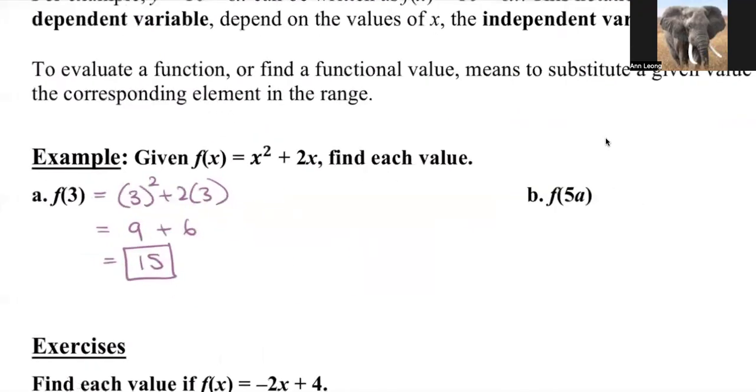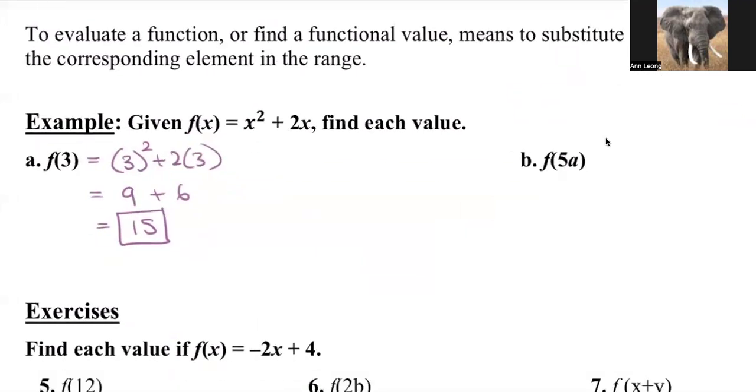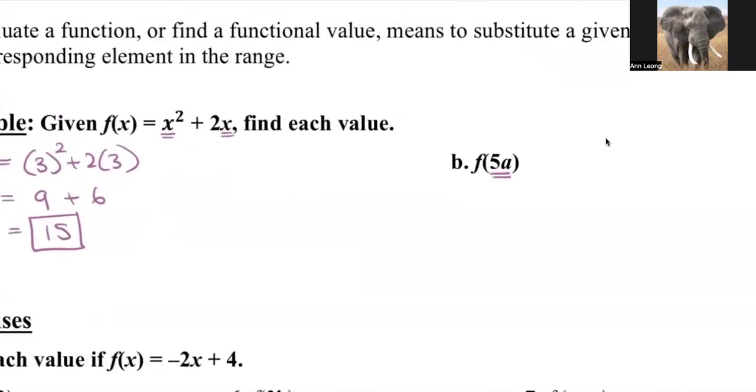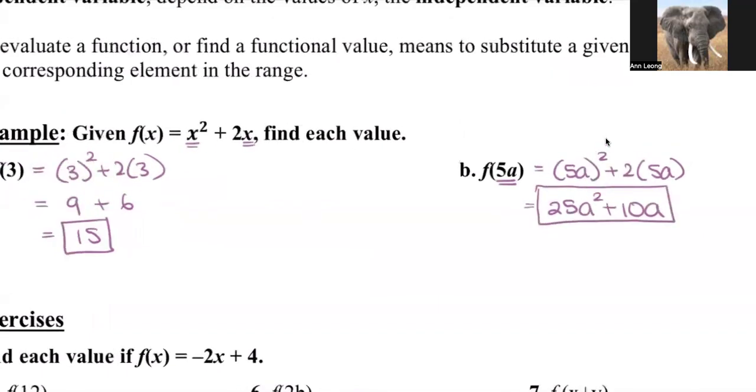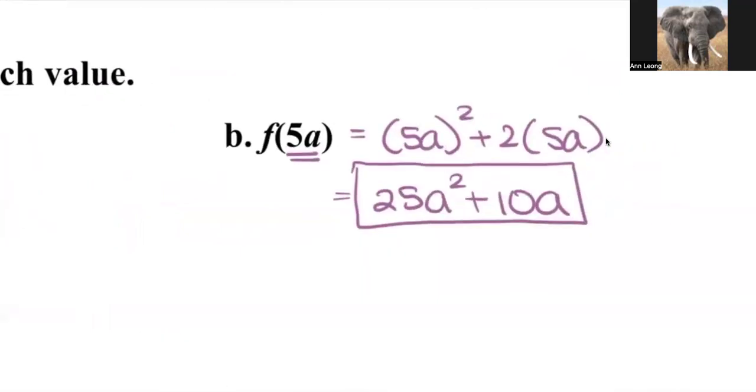Okay. Same thing here. For part B, I'm going to replace all my x's now with 5a. So I'm going to replace both of those x's with 5a, use parentheses. Make sure that square is on the outside of that parenthesis. Oops, that should be an a. And I'll get 25a squared plus 15a. And that's as simplified as you can get. I know some of you might want to try to factor that, but it doesn't say factor. And in order for it to be simplified, it should actually not be factored.